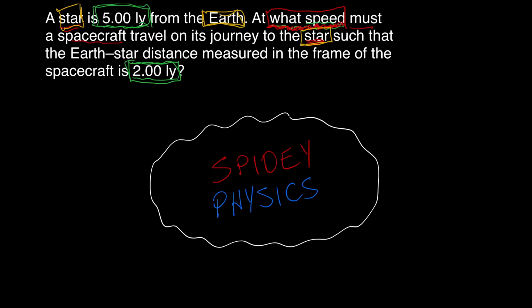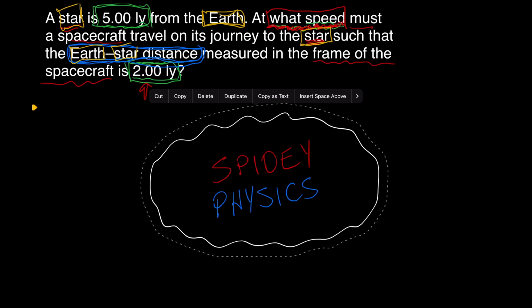At what speed must a spacecraft travel on its journey to the star such that the Earth-star distance, this is an interesting little thing here. What does the Earth-star distance mean? We already outlined star and Earth, and we see those right here. The Earth-star distance measured in the frame of the spacecraft. This is also an interesting part of the sentence. And we have the number over here. So I'm just outlining some words.